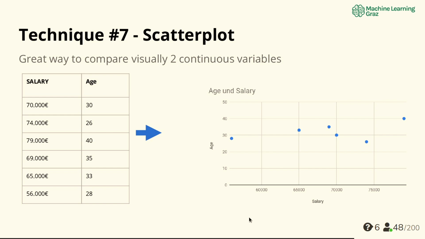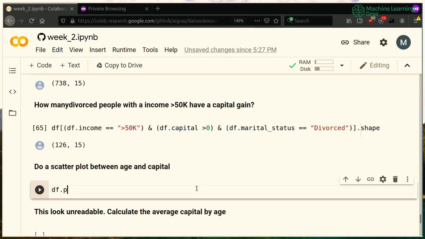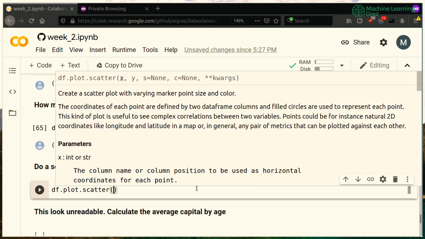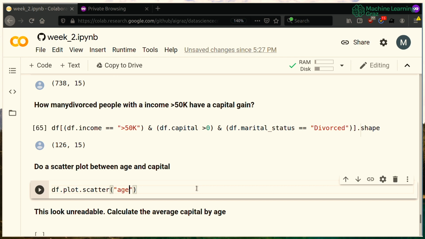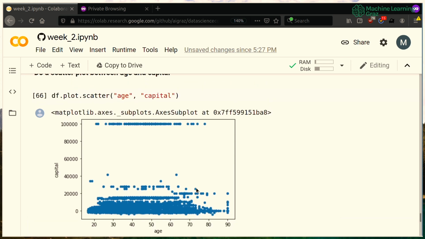So to do a scatter plot in pandas, you would do the following. You write df.plot.scatter, and if we want to get the age and the capital, we write age and then followed by capital. And if you run this, we will get this plot. Bogdan, I don't know, this looks weird. No, that's not very usable, and no knowledge we can get from this.